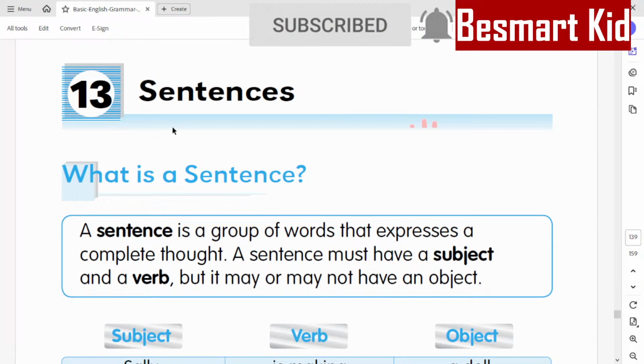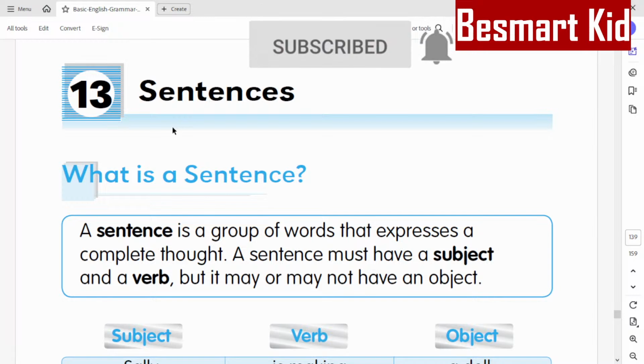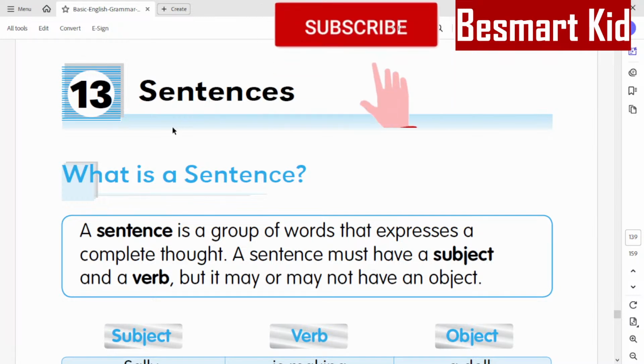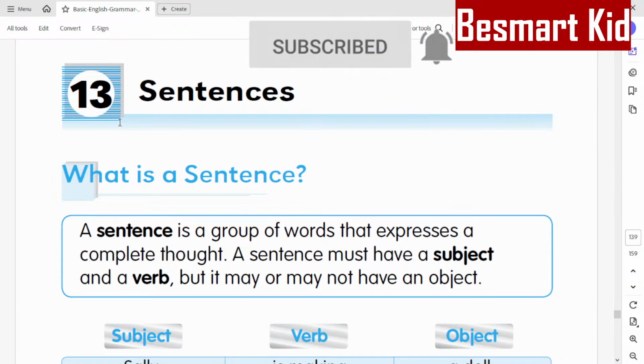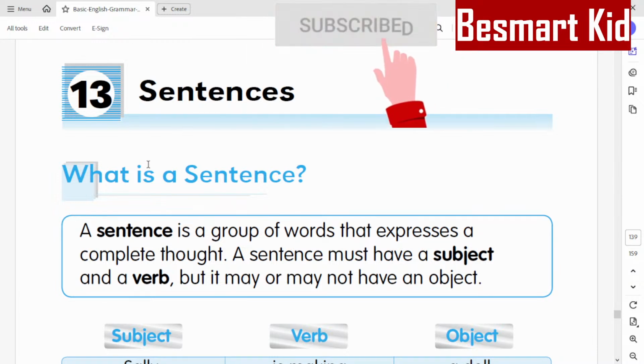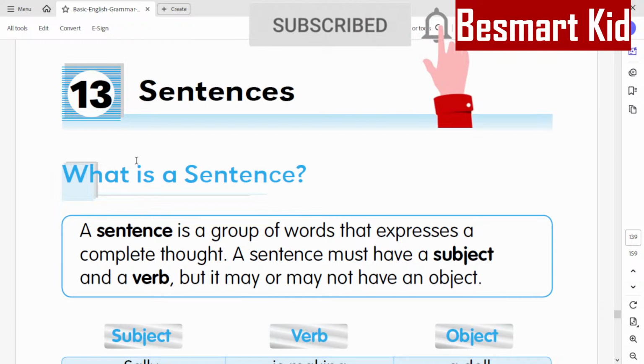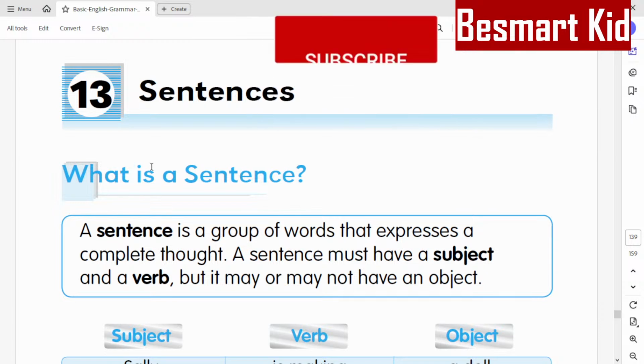And now we go to chapter 13 and chapter 14. Chapter 13 says sentences and chapter 14 says punctuation. So let's start with sentences.